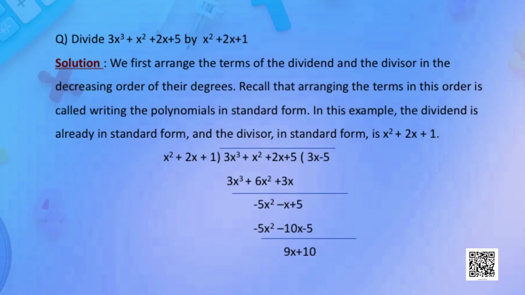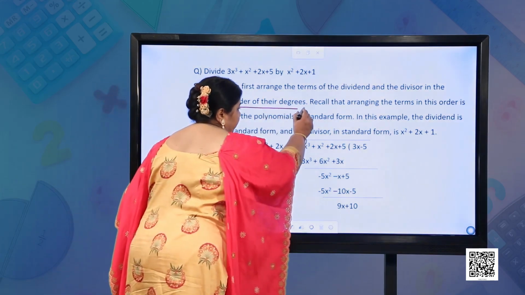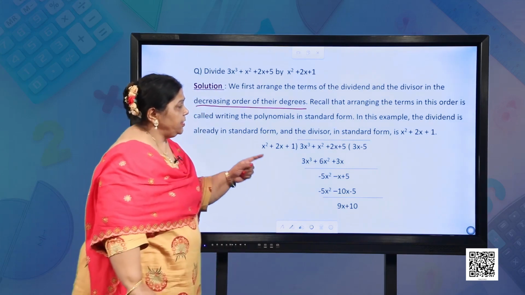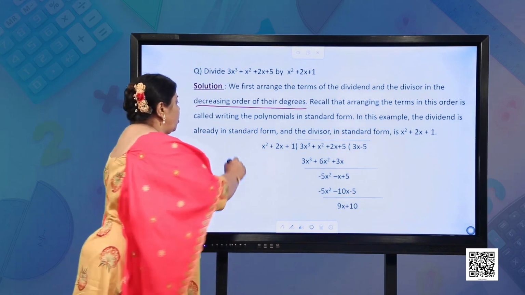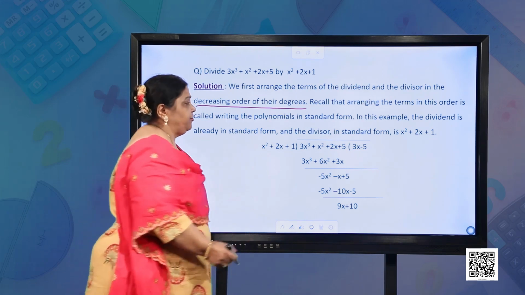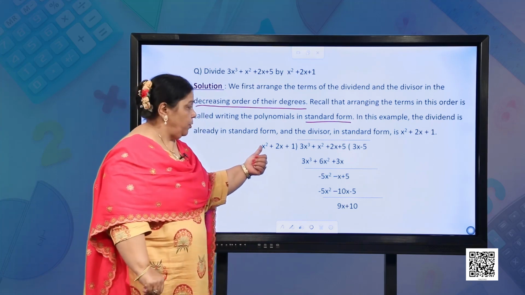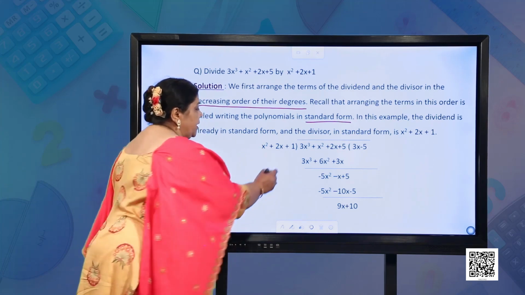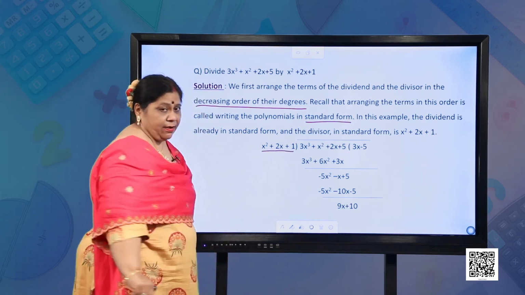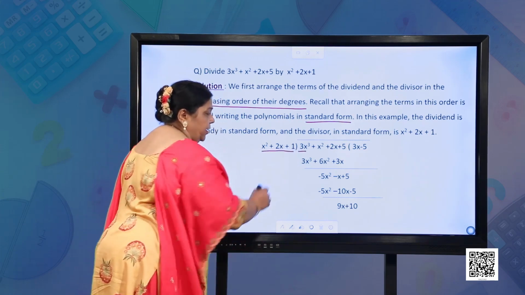Now, let us look into the next question. Divide 3x cube plus x square plus 2x plus 5 by x square plus 2x plus 1. We first arrange the terms of the dividend and the divisor in the decreasing order of their degrees. Recall that arranging the terms in this order is called writing the polynomial in standard form. In this example, the dividend is already in standard form and the divisor in standard form is x square plus 2x plus 1. Look here, we require 3x cube.